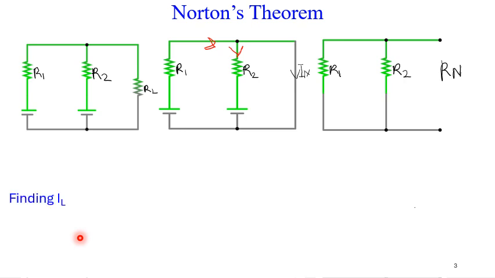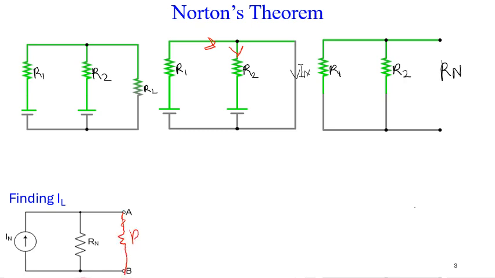After finding that, we now need to draw the equivalent circuit. The equivalent circuit is this: the IN in parallel with the Norton resistance RN in parallel with the RL, the load resistor we just removed. So we realize that this RN and RL are in parallel. Let's say I want to find the current IL through this resistor, what do I do?